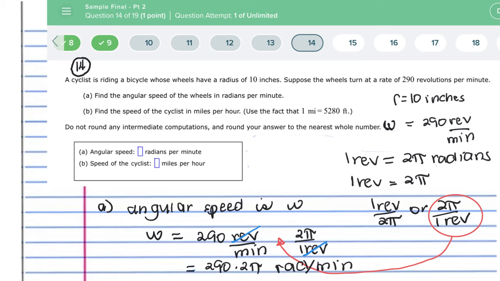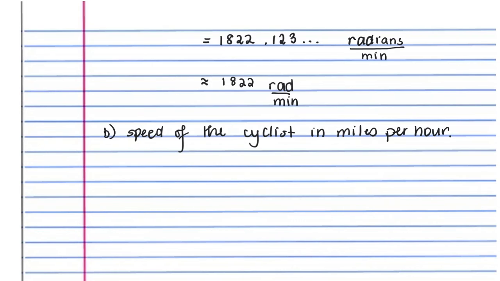I'll go out to the Alex calculator and evaluate that expression. They tell me in this example to round to the nearest whole number. So let's do that real quick. We went out to that calculator and got 1822.123..., and when we round to the nearest whole number, we get 1822 radians per minute.